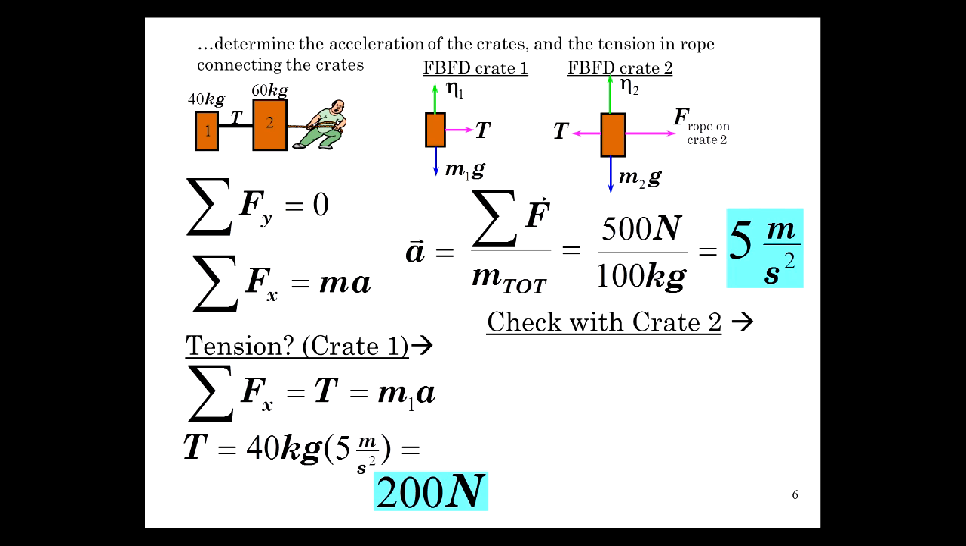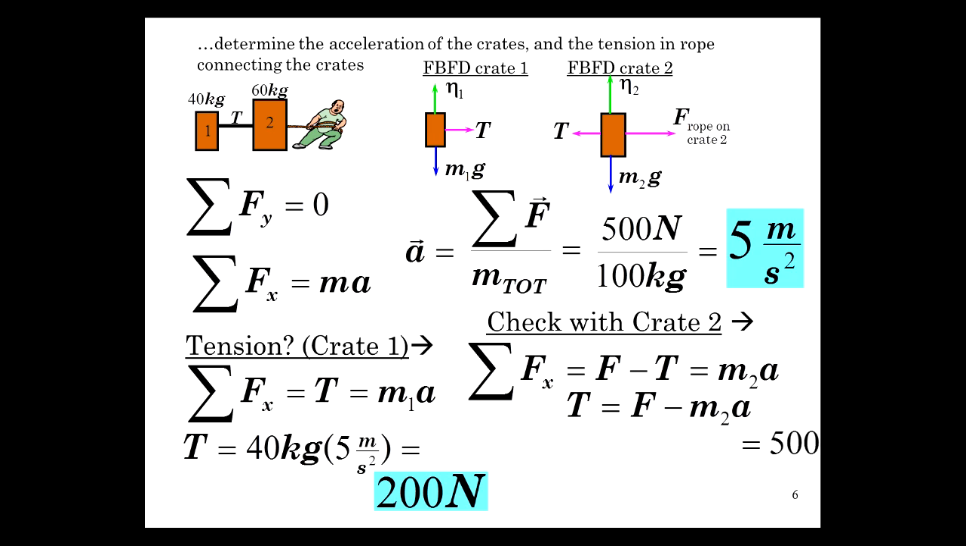Let's confirm with crate 2. For crate 2, we've got a slightly different situation. We have this force minus this force. The man's force on the crate, and actually it's the rope, and then the tension in the opposite direction. Subtract those two off, and you get m2 times a. Solving for the tension, 500 minus 60 times 5, 200 newtons. Voila, they match.